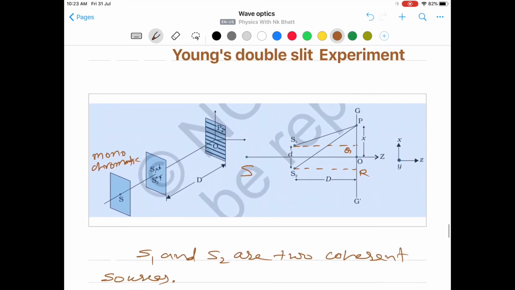So in this video lecture, we discussed a very easy concept using the diagram, and the diagram is related to Young's double-slit experiment. Here we have established the expression for the positions of constructive and destructive interferences.